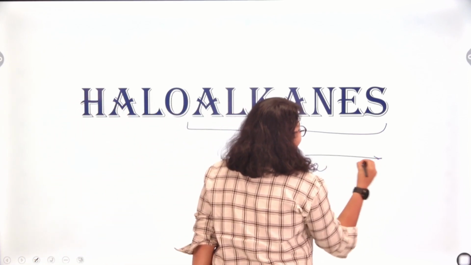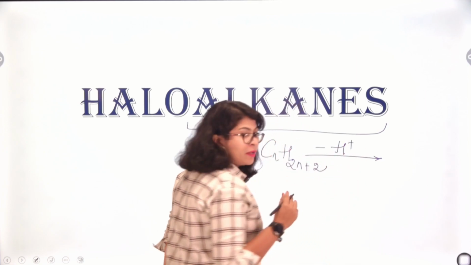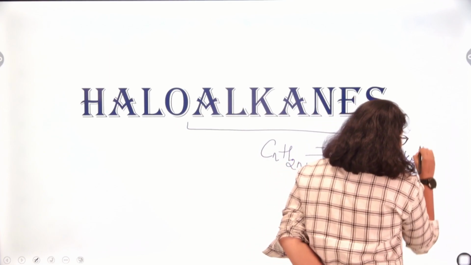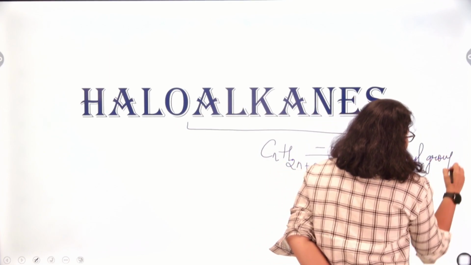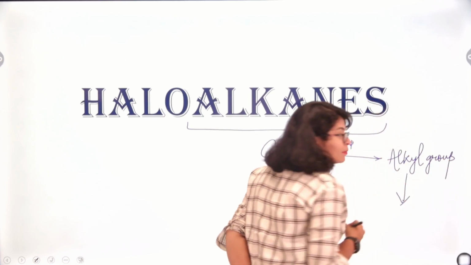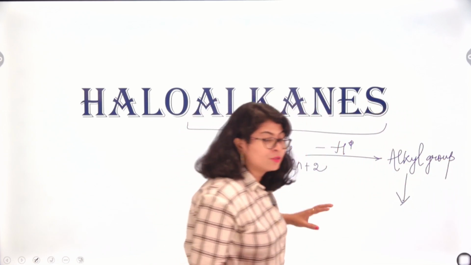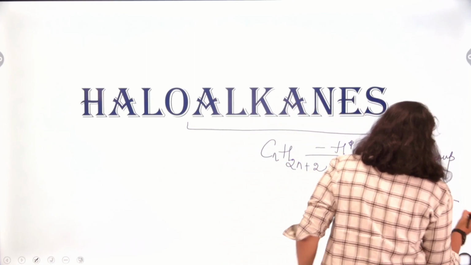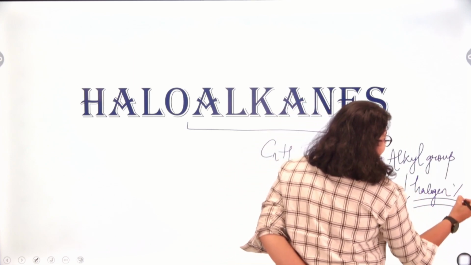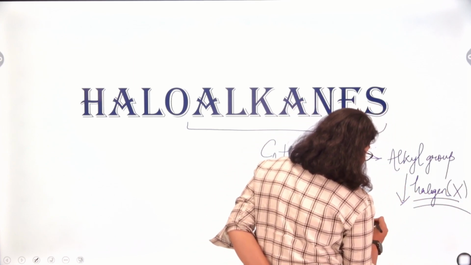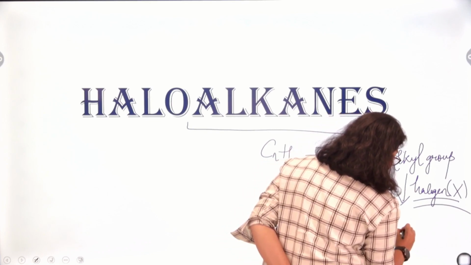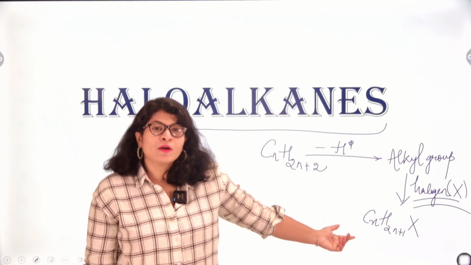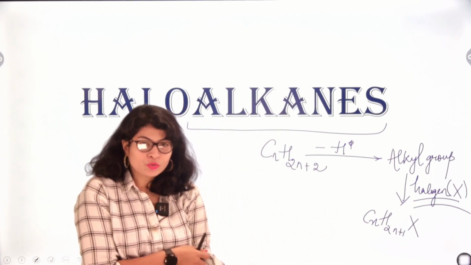So if I say haloalkane, what does that mean? From alkane, I will remove a hydrogen. I will convert it into an alkyl group, and in that alkyl group, I will substitute a halogen group. Let me represent the halogen as X. Then it will give me CnH2n plus 1 X. So here I come down to the general formula of haloalkane, which is CnH2n plus 1 X.